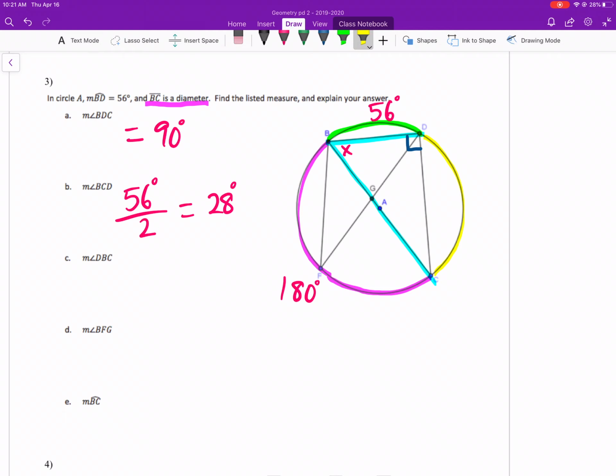Once again, this amount from B all the way around to C makes up half of the circle. That's the other half of the circle, so that's that other 180 degrees. So 56 and something will make 180 degrees. You have to find out what that something is. So 180 minus that 56, and you find out that your intercepted arc is 124 degrees. So take that 124, cut it in half, and you get 62.